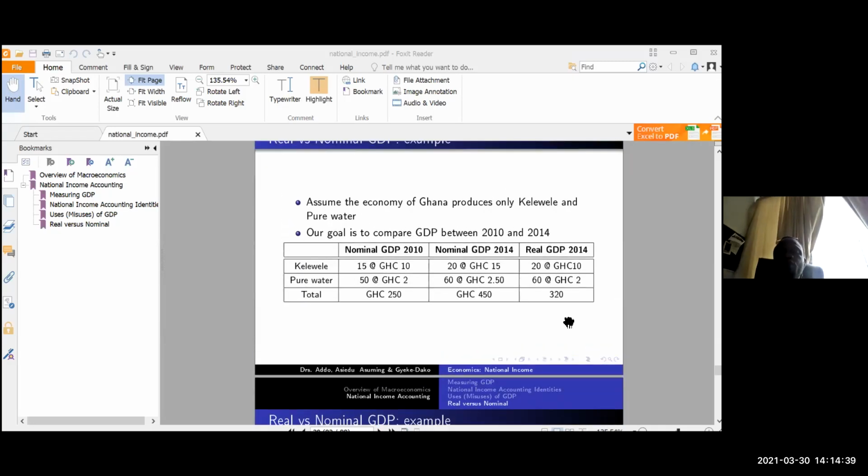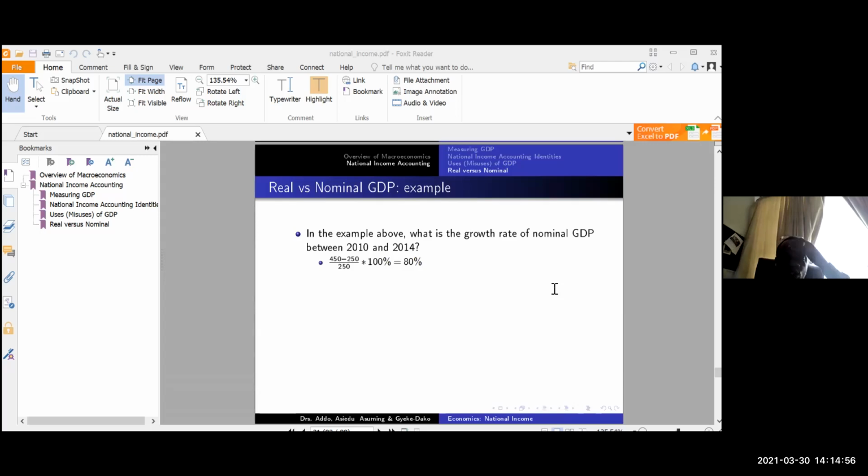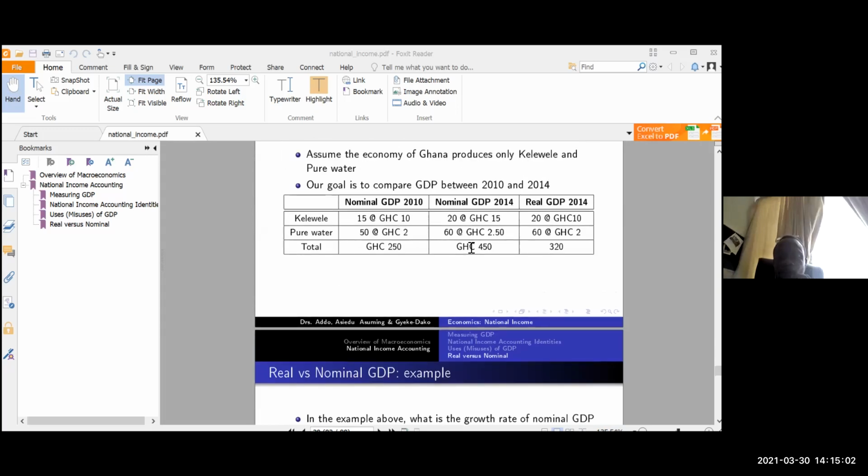So what is the growth rate? What is the economic growth? You can calculate the nominal growth in GDP and then the real growth in GDP. The real growth in GDP will be the difference between the base year GDP and the real GDP. If I was calculating the nominal GDP growth, it will be 450 minus 250, divided by 250. That will give me the nominal growth in GDP.